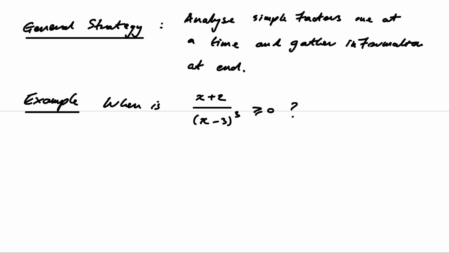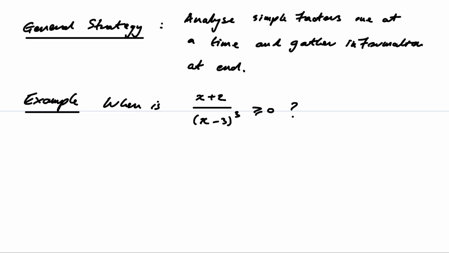Okay, so I can see immediately this is about sign analysis because I'm asking when an expression is greater than or equal to 0. So I'm asking for two things really. I'm asking when is it equal to 0 and when is it positive. So I'm going to have to work out when it's positive, when it's negative, and when it's equal to 0.